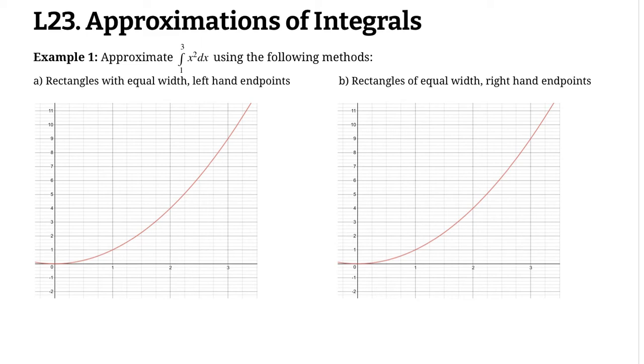What if we can't calculate the integral to find the area between the x-axis and a function? Is there a way we can approximate it? And we can, using what we know about areas.